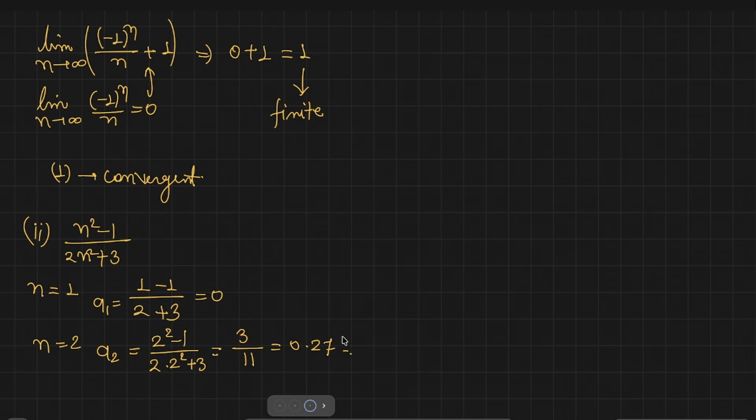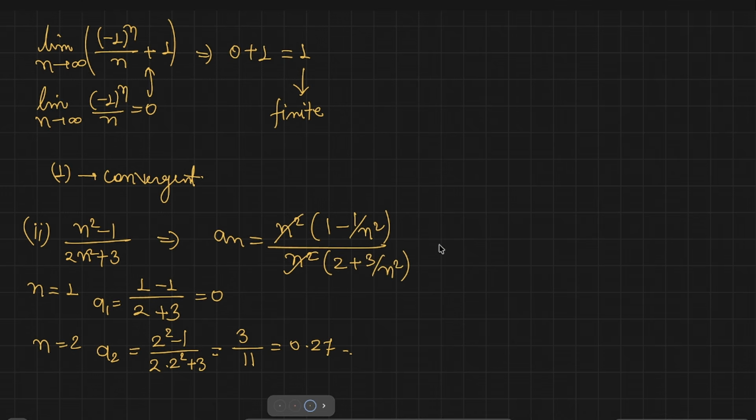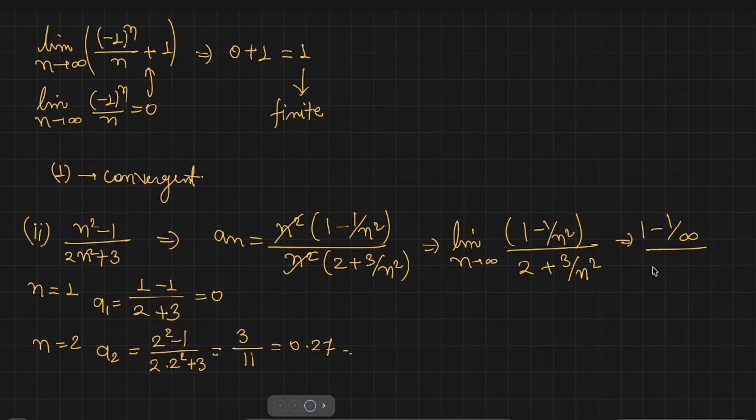But the point is, whatever it is, if I write this sequence an, I can take n square common: 1 minus 1 by n square upon 2 plus 3 by n square. Now apply the limit as n tends to infinity of 1 minus 1 by n square over 2 plus 3 by n square. Taking the limit, 1 upon infinity and 3 upon infinity vanish, so it is 1 by 2.